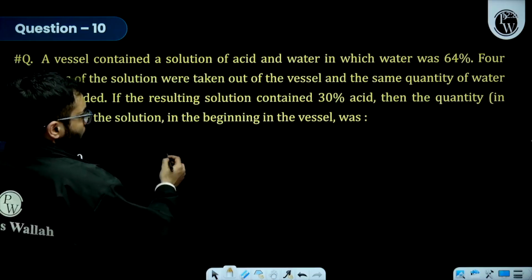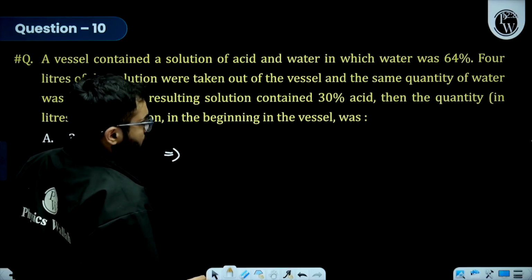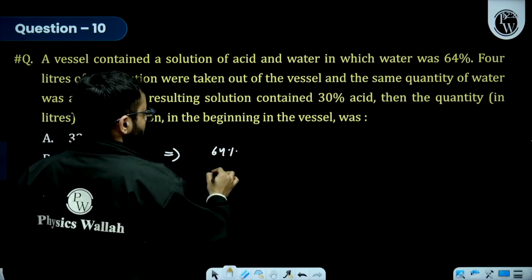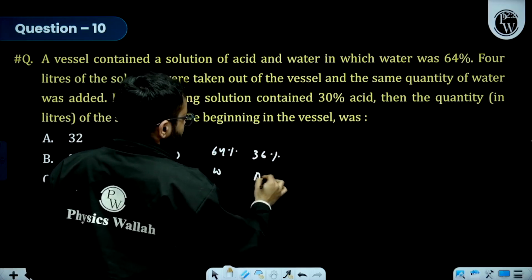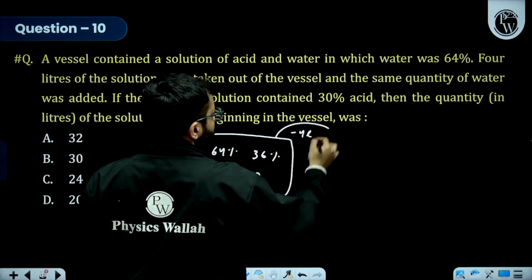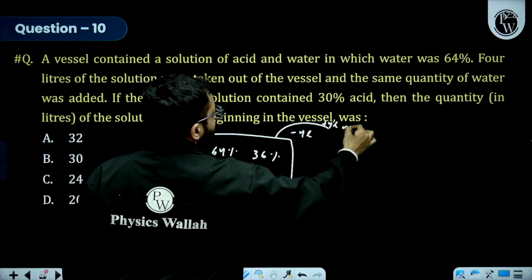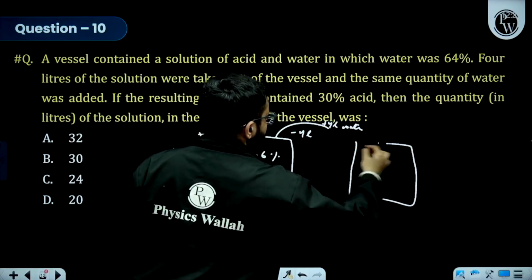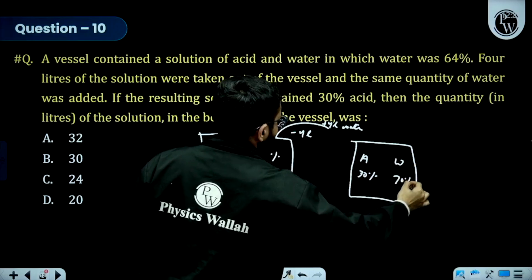So if we look at the concept for this one, initially the concentration in the container was 64% water and 36% acid, and after 4 liters removal of the solution and then 4 liters addition of water, the final concentration of acid was reduced to 30%. Acid was 30% and the rest was water, that is 70%.